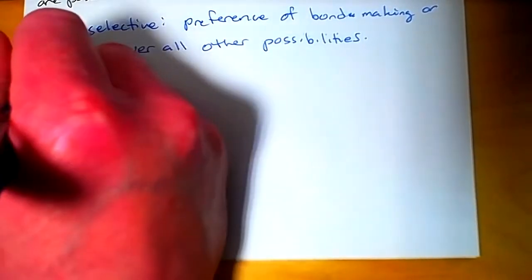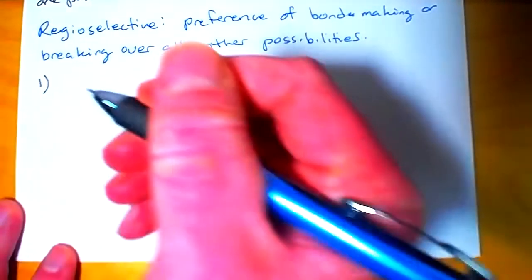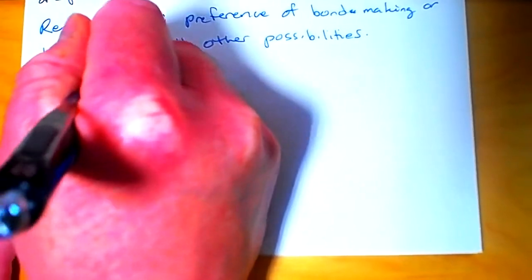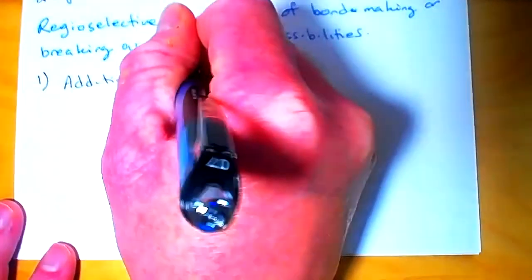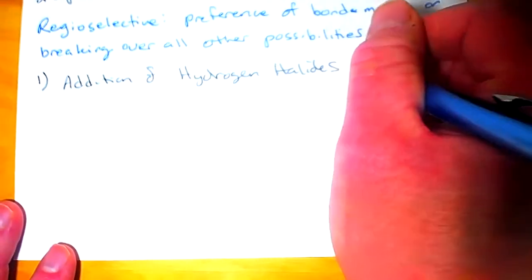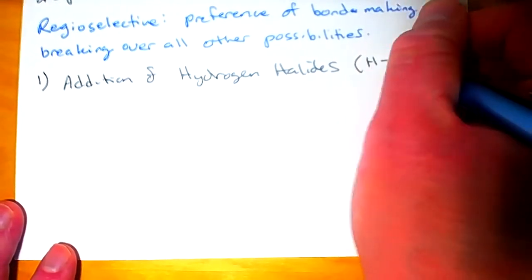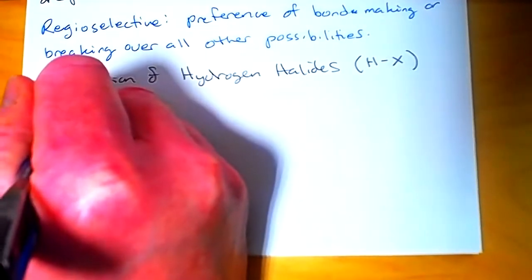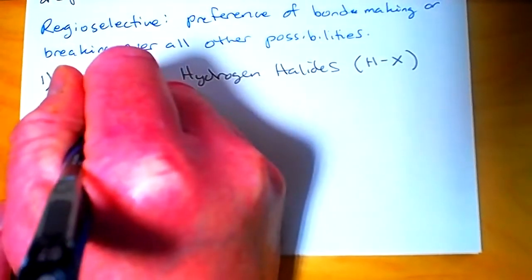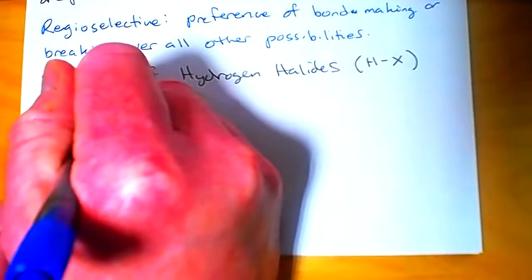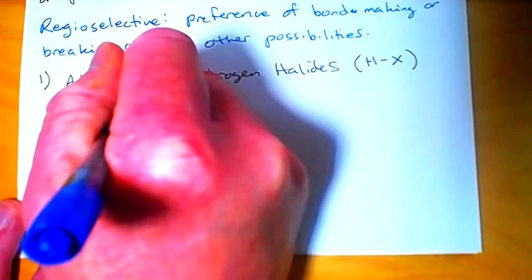Okay, so as we do these addition reactions, I'm going to number them. So this is the first one. This is addition of hydrogen halides, which is abbreviated as HX. Now, if I look at this compound again in a little bit more detail, this time I'm going to go ahead and draw out all the hydrogens in this alkene.